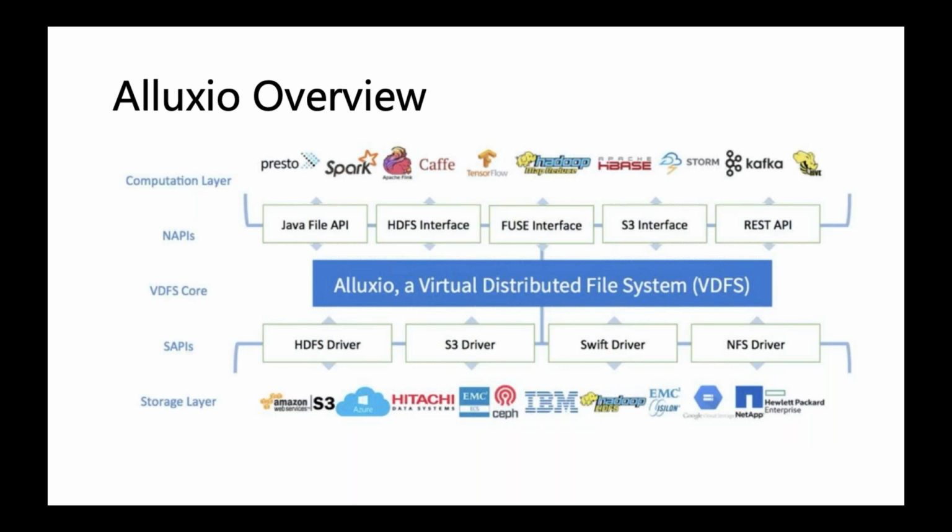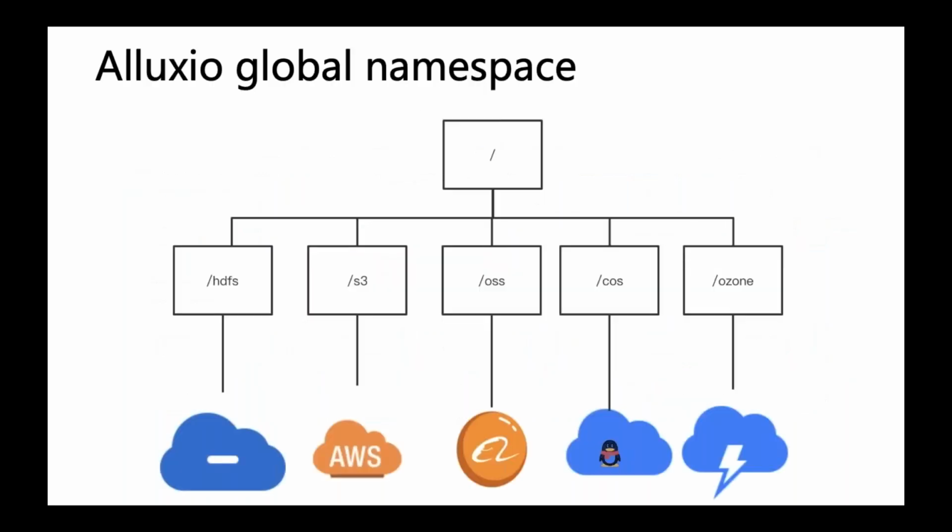Through this picture, you can see that we can mount many famous storage systems to Alluxio, and many famous applications can access Alluxio without any code changes. In fact, Alluxio is a virtual distributed file system. Now we can mount HDFS, S3, OSS, COS, and Ozone together to Alluxio.